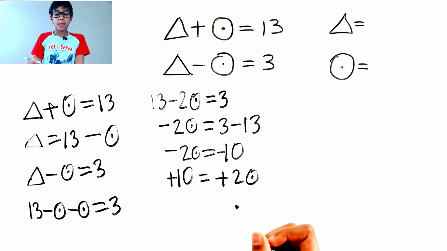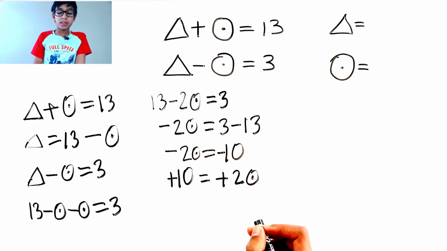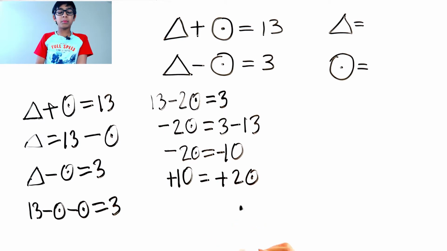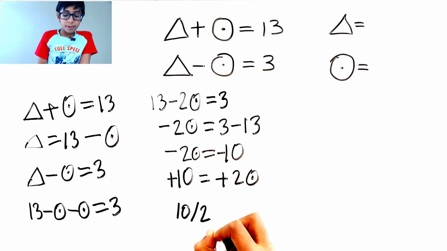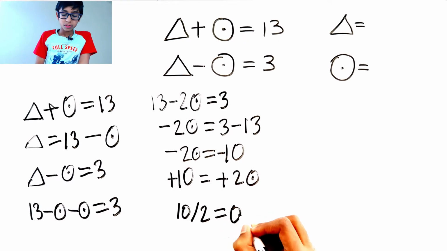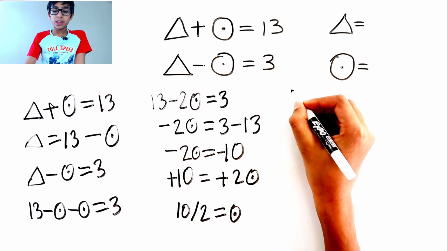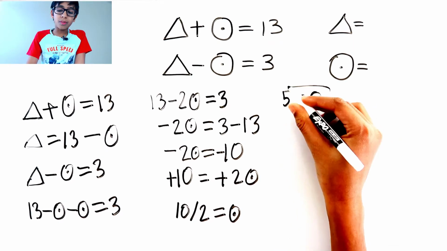Okay, now let's move this times 2 over here so it becomes a divide by 2. So 10 divided by 2 equals circle. 10 divided by 2 is 5. So 5 equals circle.